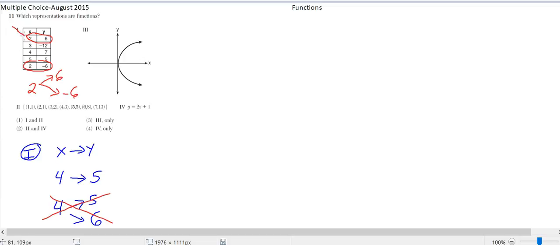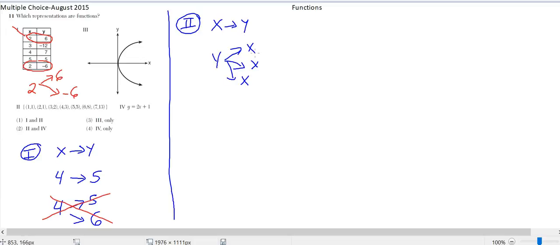Let's move on to choice 2. In a set, in order for a set to be a function, every x value can only correspond to one y value. Let's look at this set. We have 1 corresponding to 1, 2 corresponding to 1. That's okay because it doesn't matter how many x values a y value corresponds to, but every x value can only correspond to one y value.